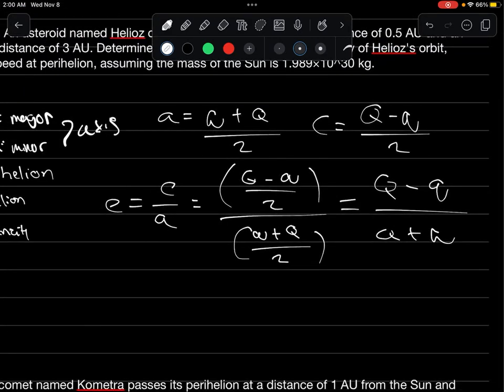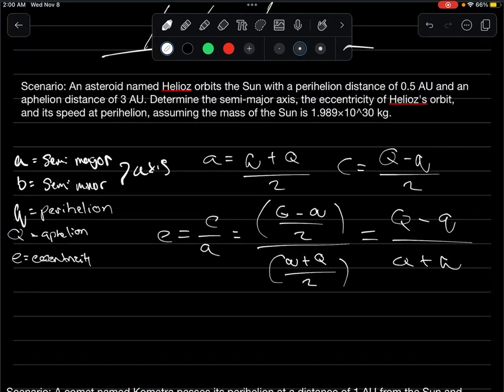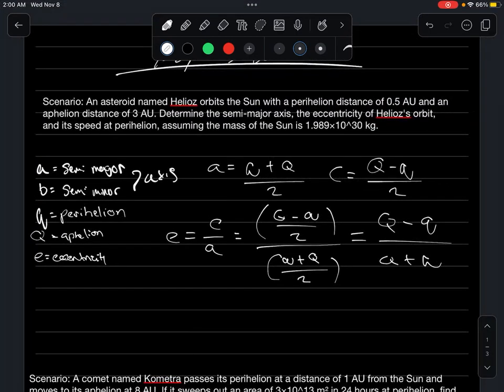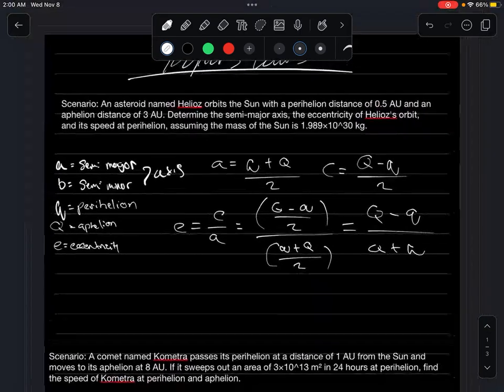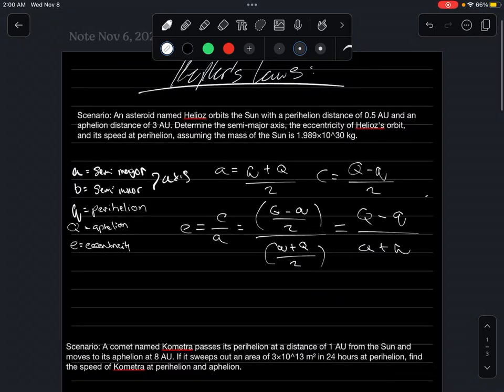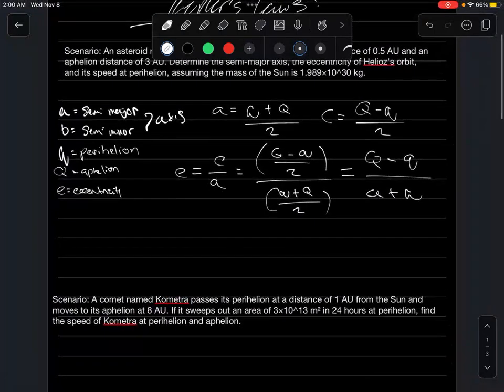In order to apply it to the original problem, you can sub in a value of 0.5 AU for little q and 3 AU for big Q into the derived formulas in order to find the semi-major axis and eccentricity.